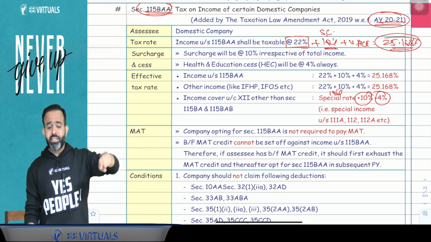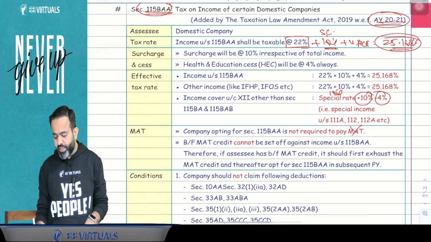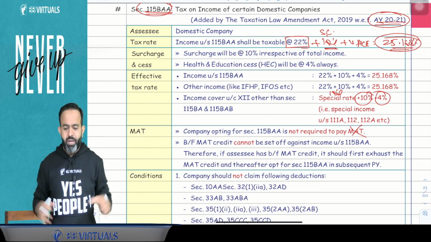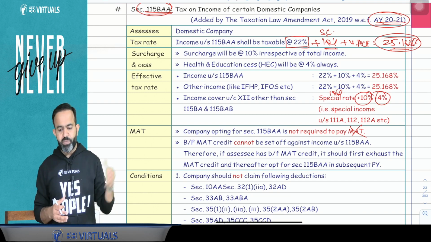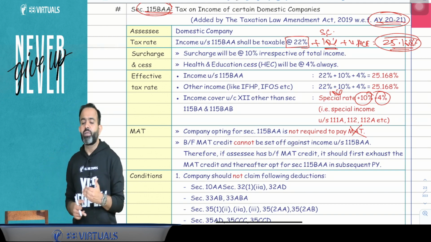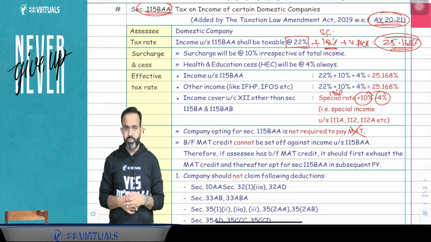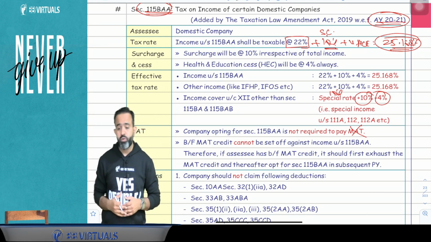If any domestic company opted this particular section, then that domestic company is not required to pay the MAT. MAT is not applicable. MAT means minimum alternate tax. That topic is not applicable if the company opted this particular section. Now the question is, sir, when MAT is not applicable, what about the brought forward MAT credit? If there is any brought forward MAT credit, then what will happen with it?